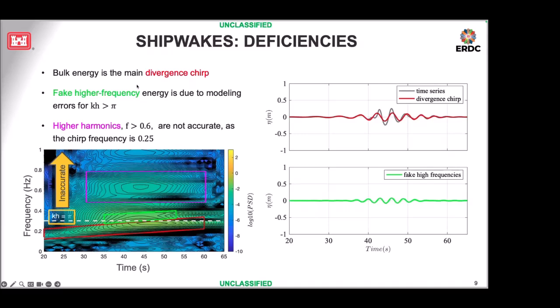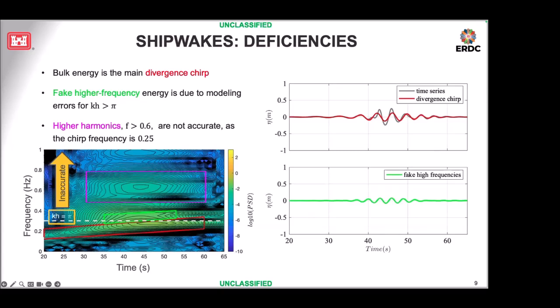So there are three things to note here. There's a main divergence chirp, which is the red plot on the right. There is this fake high frequency energy due to modeling errors for KH, which is the green plot on the bottom right. I'll get more into this in the next slide. We're calling these fake higher frequencies because they are a result of the numerical modeling errors in FUNWAVE and not the physics. And also, to show where the physics is not being met properly, there are the higher harmonics, which is that purple box region.